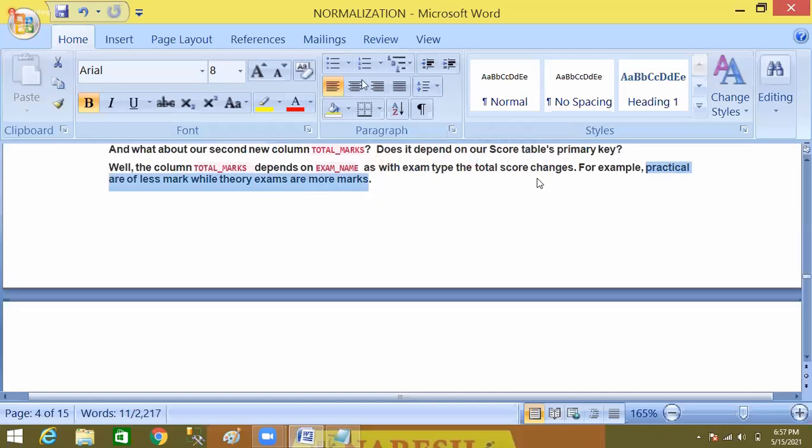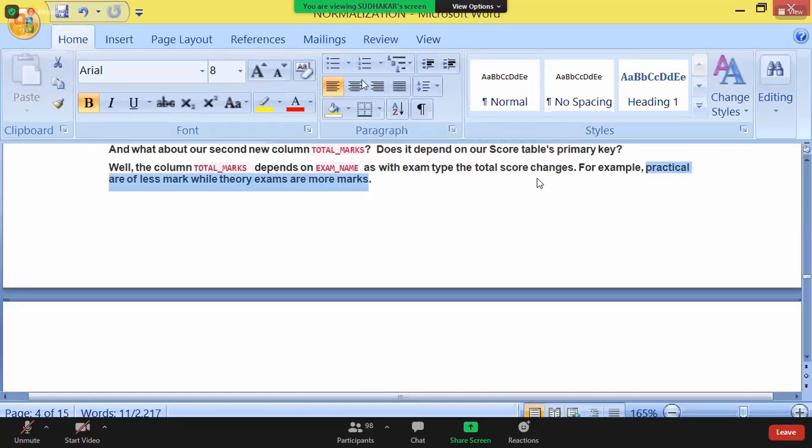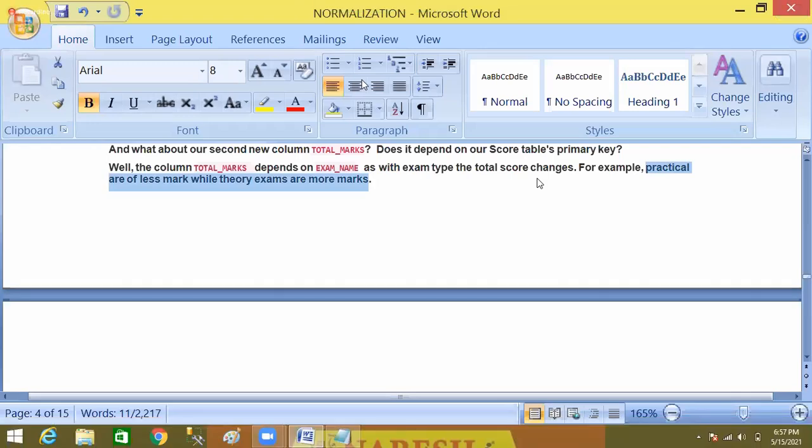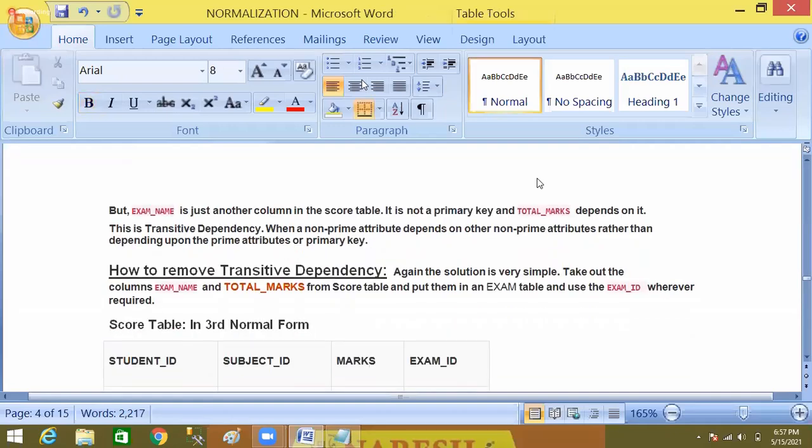So that means your examination-wise total marks will change, because practicals have fewer marks and theory has more marks. In such cases, examination name is just another column in the score table. It is not a primary key column. Examination name is a non-primary key column.